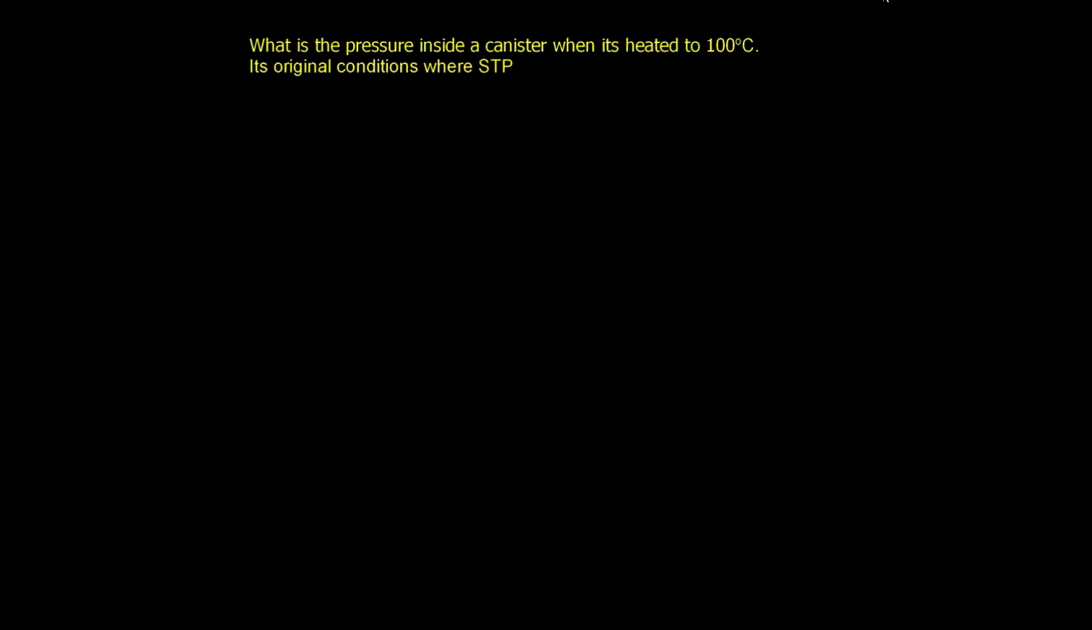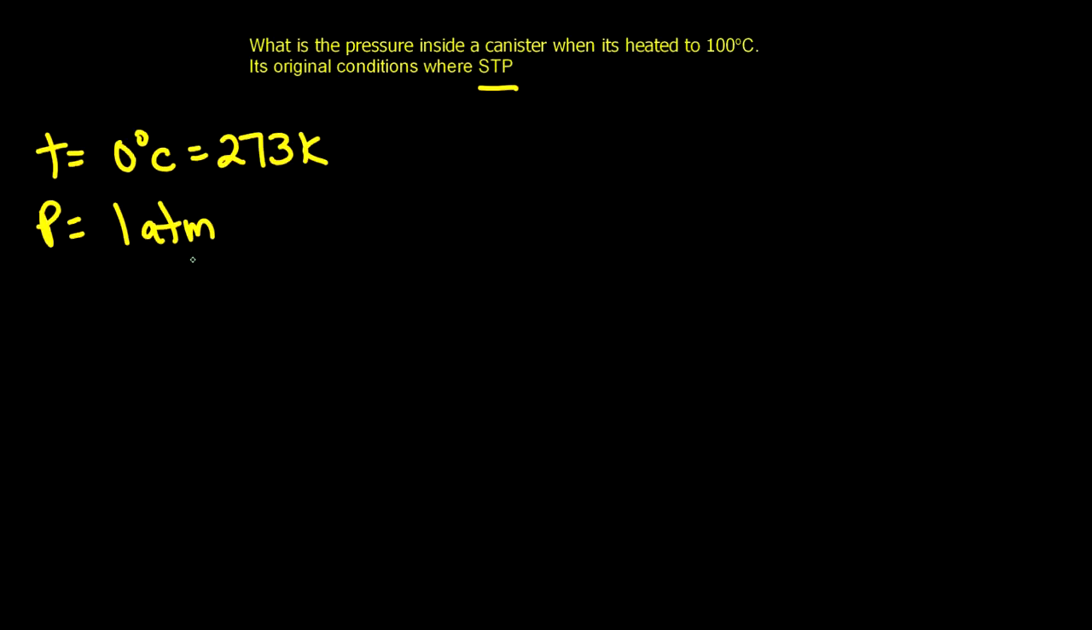What is the pressure inside a canister when it's heated to 100 degrees Celsius? Its original conditions were STP. Alright, so that's a new phrase, STP. What does STP mean? Well, STP stands for standard temperature and pressure. Standard temperature is 0 degrees Celsius, which is 273 kelvins. Standard pressure is 1 atmosphere. So there's your STP.